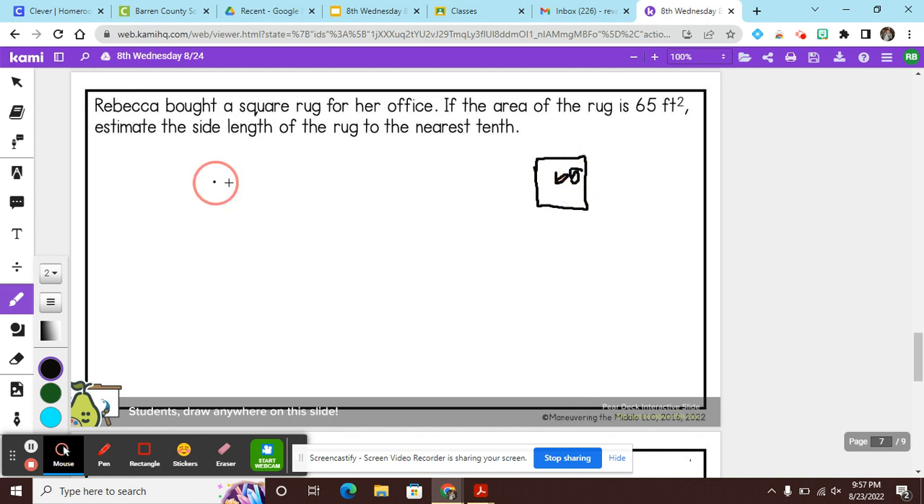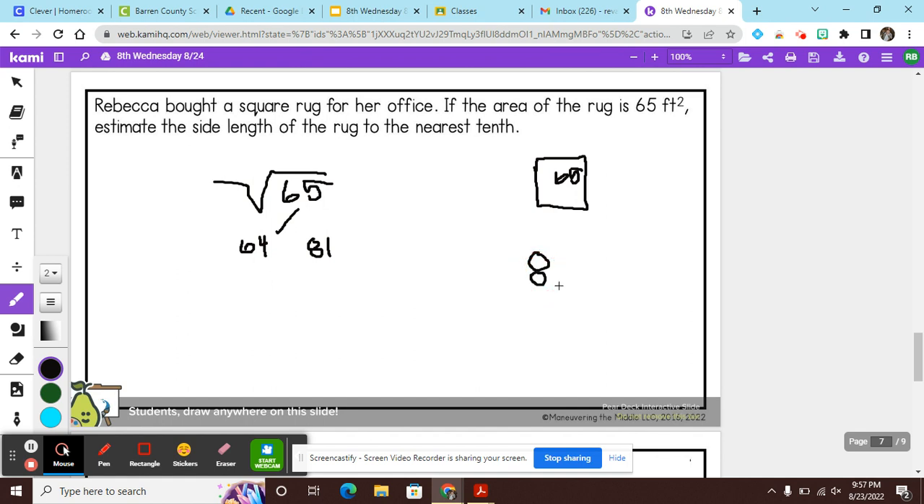So what we've got to do is first start with an estimation of the square root, and we only have to go to the nearest tenth. So first of all, 65, we know that the square root of 64 comes before it, and the square root of 81 comes after it. We know that the square root of 64 is 8, so we know it's going to be 8 point something.